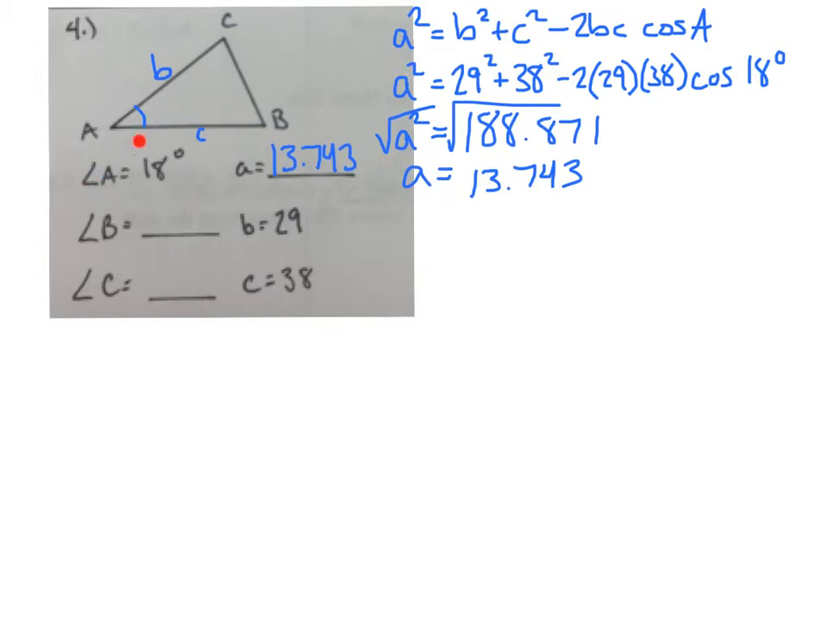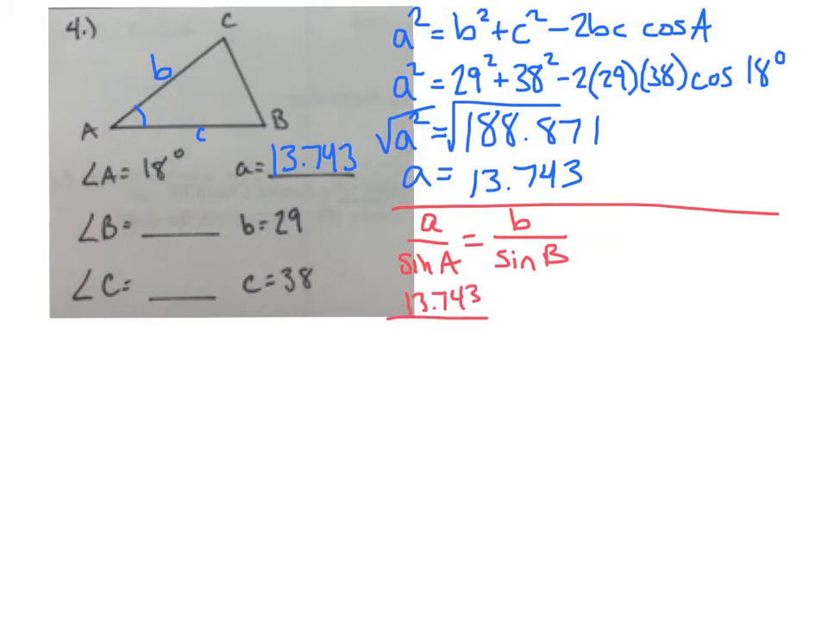Now I do have a pair. I've got side A and angle A. So we can go ahead and use law of sines now to help us maybe find angle B. So I know a over the sine of A is equal to b over the sine of B. So let's just plug in all the values we know. A is 13.743, the sine of 18 degrees is equal to b, 29, over the sine of B. We don't know what B is.